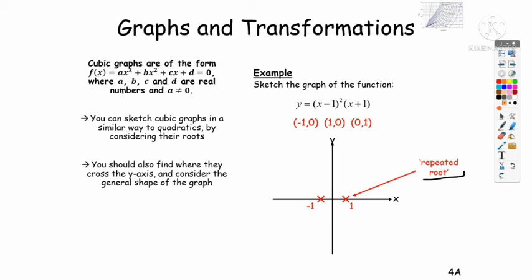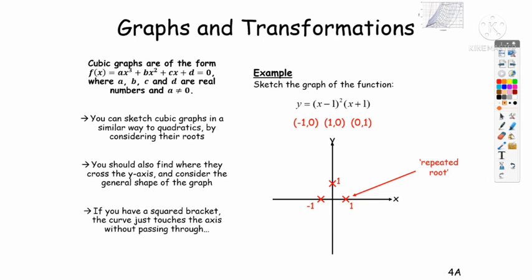Now, I've got a repeated root. A repeated root is typically where the discriminant is equal to 0, that is b squared minus 4ac equal to 0. If you don't know what I'm going on about, that's what I'm going on about there. So if you have a squared bracket, the curve just touches the axis without passing through it. So you get a nice bump here on the curve.